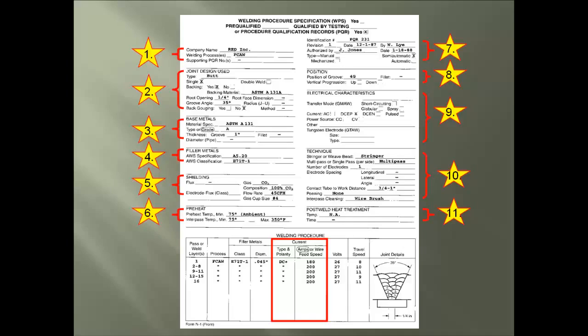Notice how they circle the amps. Now with this PQR using flux core arc welding, they could have circled the wire feed speed, which is the same as amps. We move over to the column that covers volts. If you notice on the line item covering power source above, the question would have to be asked about the CV box not being checked with the use of flux core arc welding.